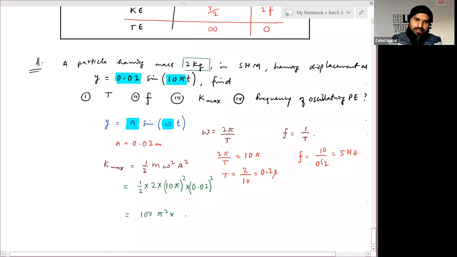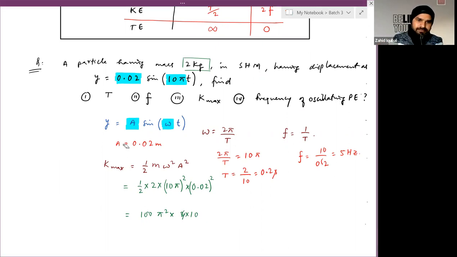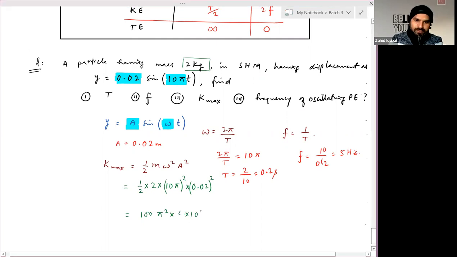0.02 squared will be 4 into 10 to the power minus 4. Pi squared is roughly equal to 10. So it will be 100 into 10 into 4 into 10 to the power minus 4. So this is 10 to the power 3 and this is 10 to the power minus 4. On solving, you will get 10 to the power minus 1 multiplied by 4. So it will be 0.4 joule.